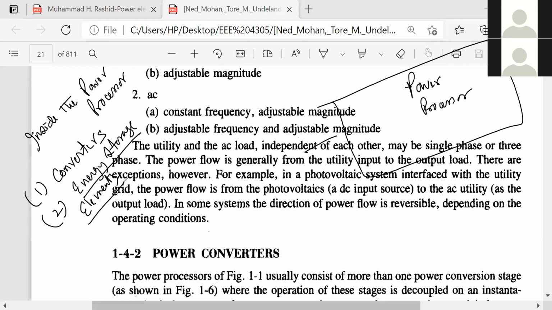What could be the energy storage element? Passive type energy storage element. I'm asking a question. Sir, it can be passive.